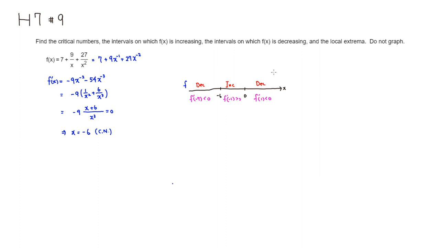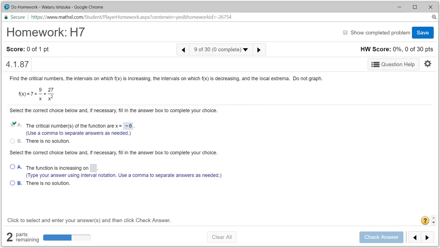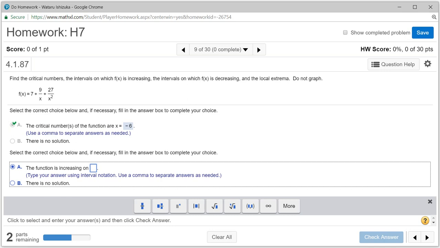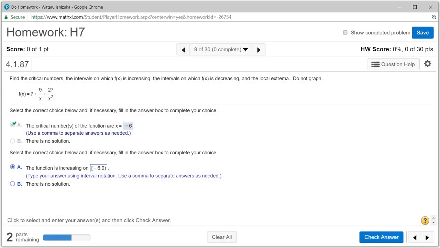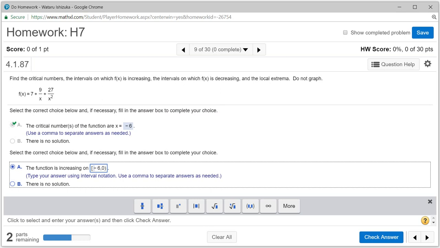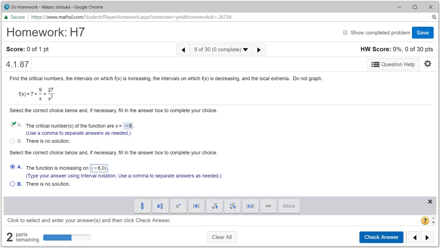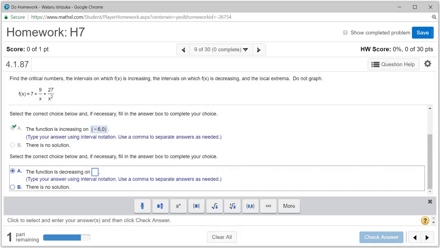So the increasing interval is between negative 6 and 0. Let's type it in. We have the interval negative 6 to 0. I cannot include 0, the function is not defined there. Let's check the answer. I knew that they're not going to like this one. I think they're looking for the open interval. Sorry, open interval. Let's check the answer. All right, we got that.